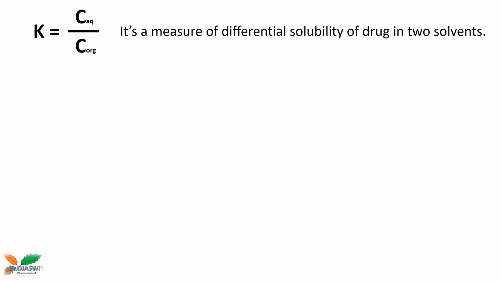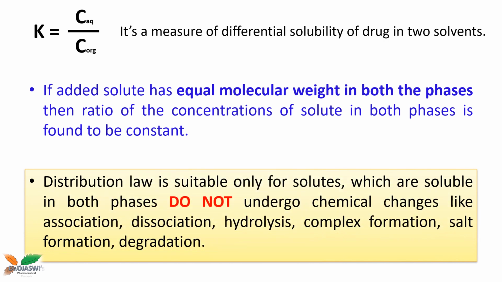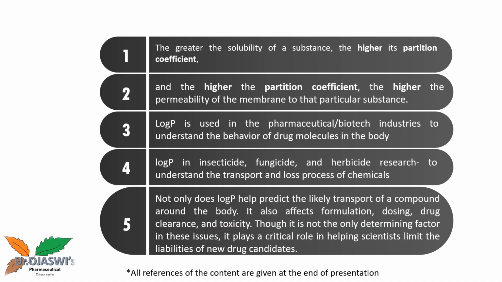Now, it is a measure of differential solubility of the drug in two solvents, and the distribution law is suitable only for solutes which are soluble in both phases and do not undergo chemical changes like association, dissociation, hydrolysis, complex formation, salt formation, or degradation. We know that the greater the solubility of a substance, the higher its partition coefficient in that particular solvent, and as the partition coefficient increases, its permeability through the membrane also increases.